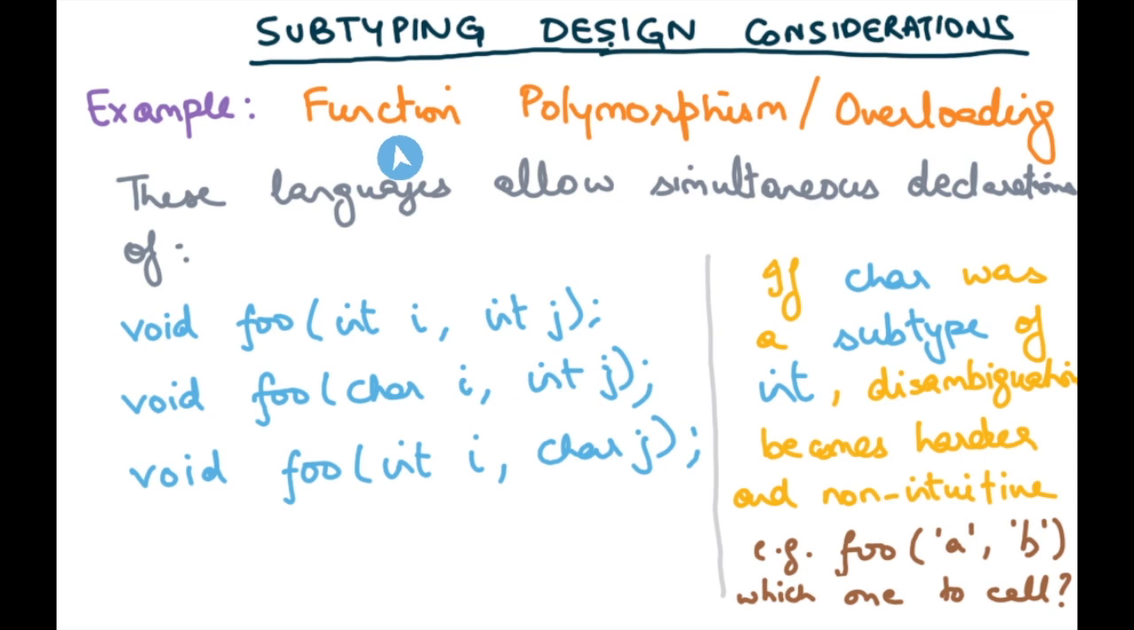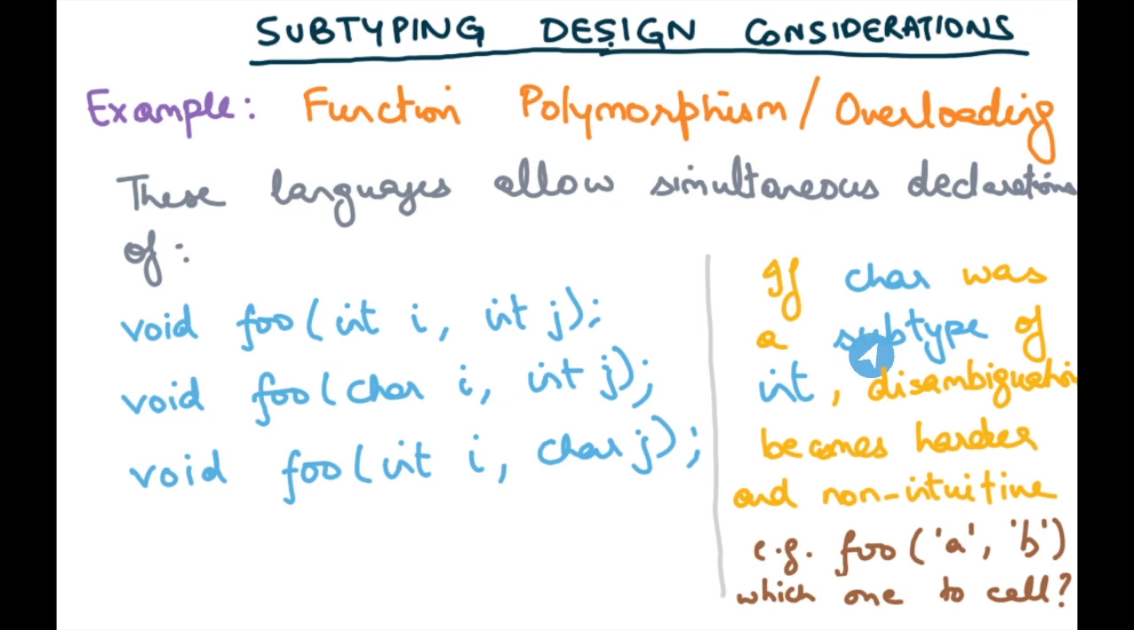One of the considerations that I show here, which is kind of subtle, is function polymorphism or overloading. For example, languages like C and C++ allow simultaneous declarations of the same function identifier foo, but which take different types of arguments. For example, one of the signatures could take int comma int. Another signature could take the first argument as character and the second argument as integer. And the third could say the first argument is integer and the second argument is character.